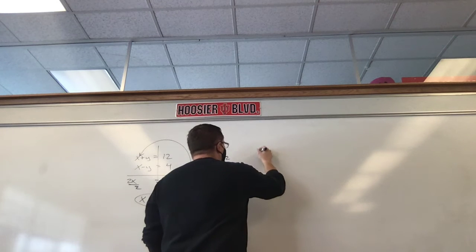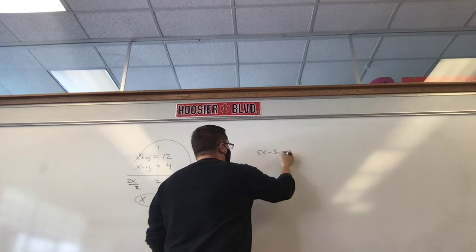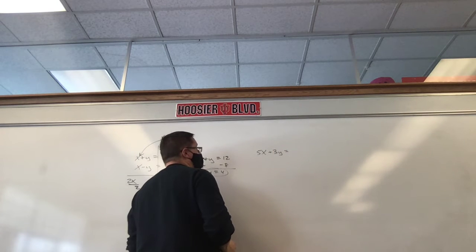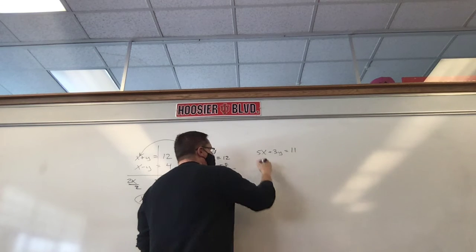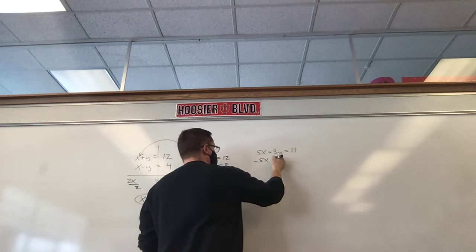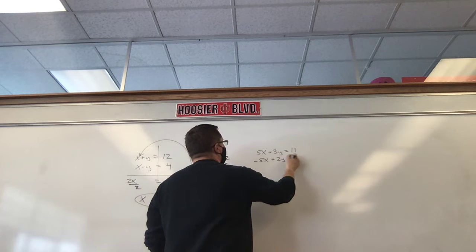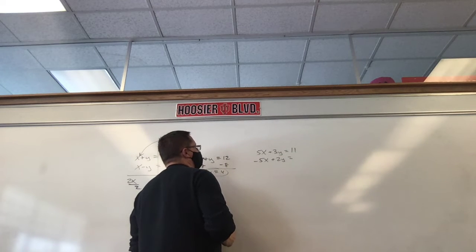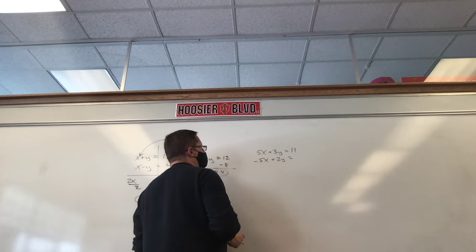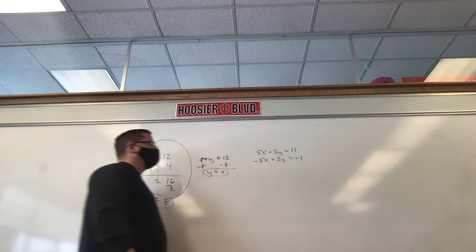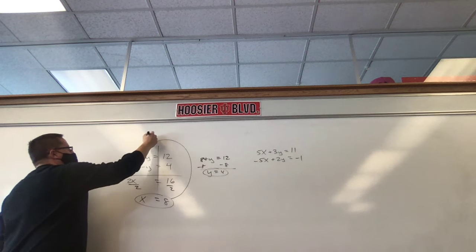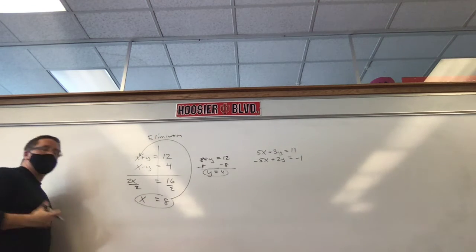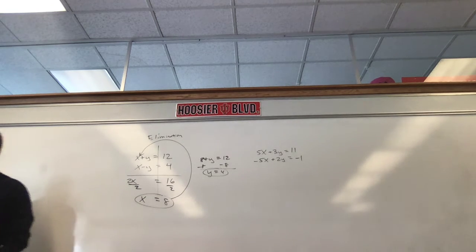How about this? 5x minus 3y, second equation, 5x plus 3y equals, what do I want here? 11. And 21. What do I want here? This is something called the elimination method. Before, it was the substitution method. We used substitution when we knew something. We knew what y was.